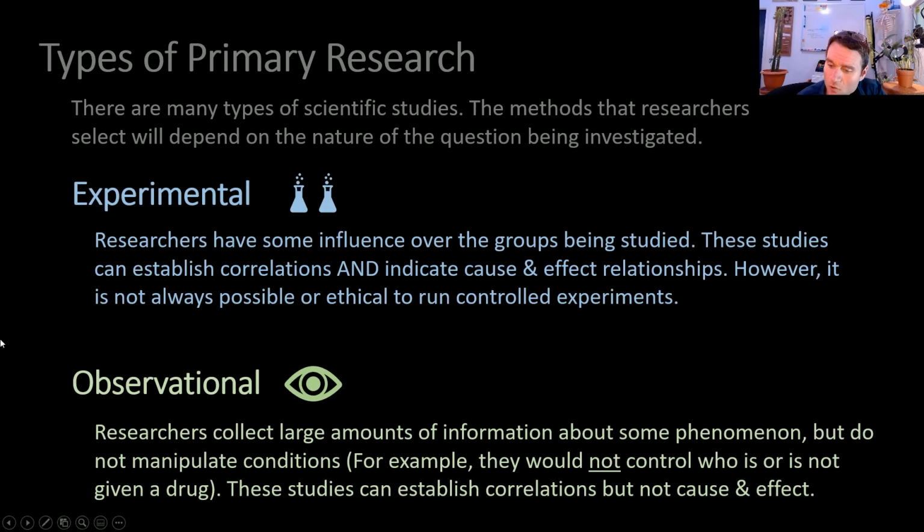So this is where researchers collect large amounts of information about some phenomenon, but do not manipulate conditions. We're only there to look and to sample and to write down, not to change. For example, they would not control who is or is not given a drug. These studies can establish correlations, but not establish cause and effect. Only randomized controlled trials can do cause and effect.